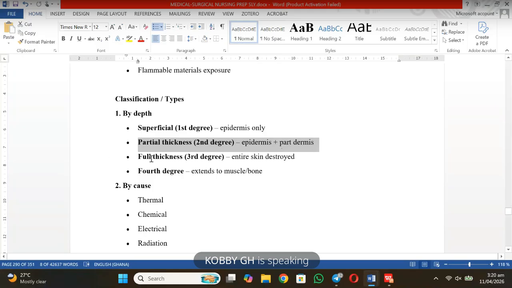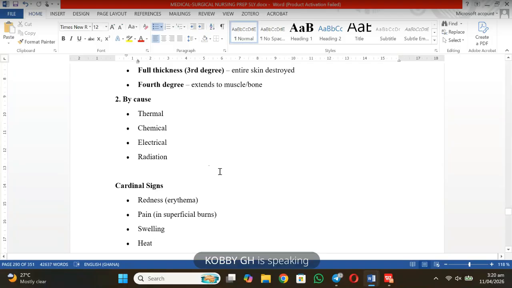Then we have the full thickness burn or third degree burn. This one affects the entire skin. Here, the entire skin is destroyed. We call this the full thickness or third degree burn. Then we have the fourth degree. In fact, the fourth degree is very serious, to the point that it can go so deep to affect your muscles or bone. That is the fourth degree burn.